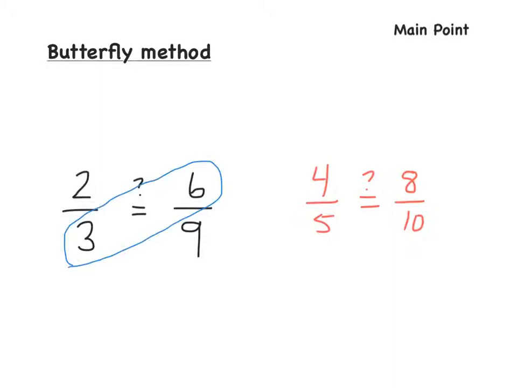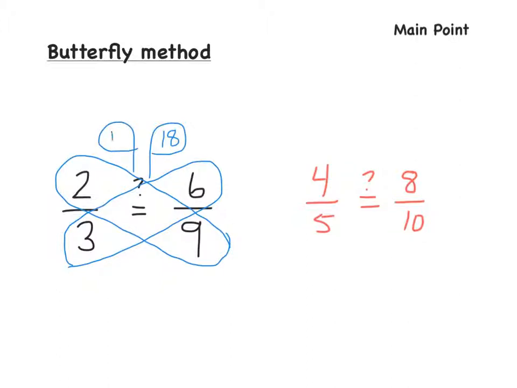you circle these two, and you multiply. What is 6 times 3? 6 times 3 is 18. Now you circle the next two, and you multiply. 2 times 9 is 18. Is 18 equal to 18? Yes, it is. So, this is a proportion.